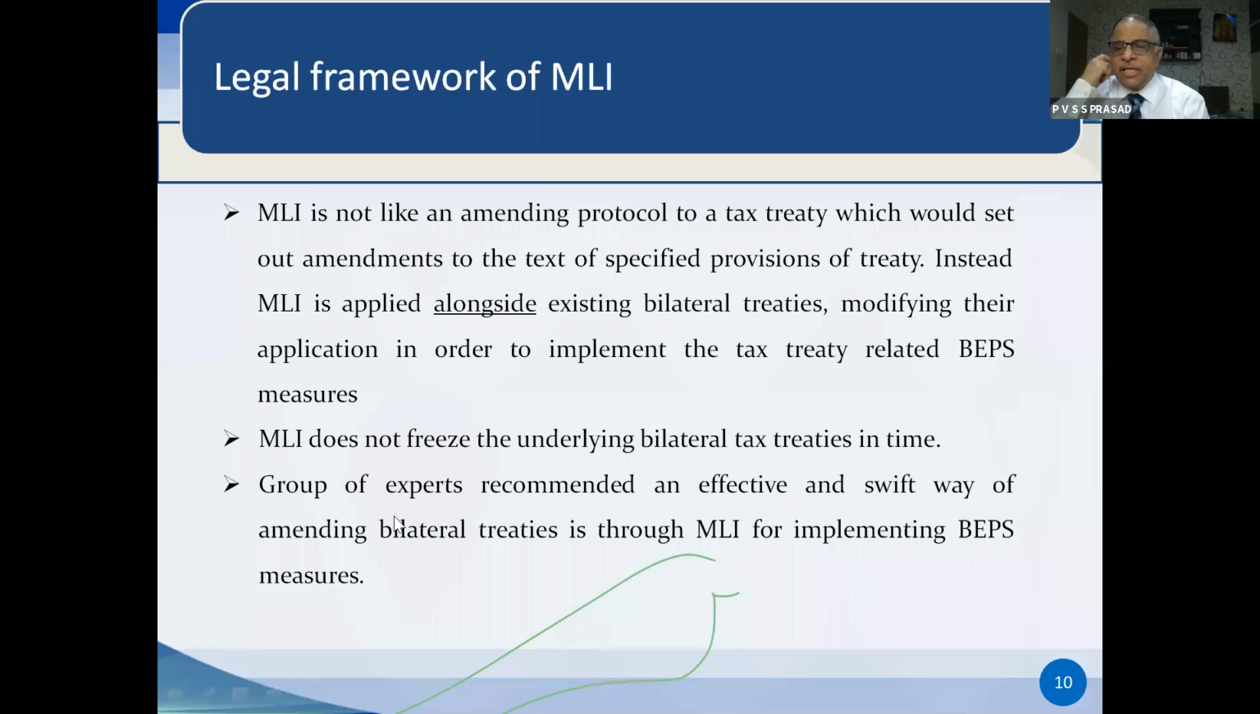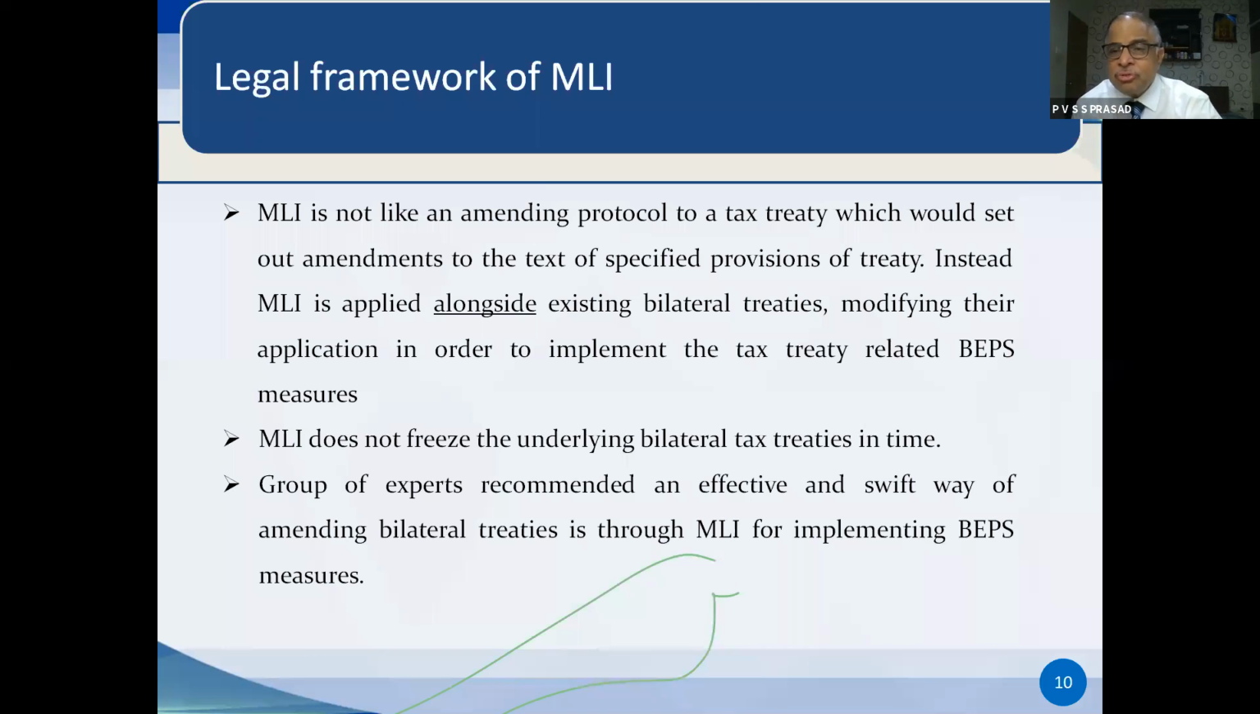And the MLI is not like an amending protocol. As I mentioned to you, in the international treaty context, for tax treaties, you call an amendment a protocol. You don't call it an amendment. You say there is a protocol to the Singapore treaty. There is a protocol to the Cyprus treaty. So protocol means there is an amendment, whereas we call it an amendment in the domestic law context. Okay, so the MLI is not like an amending protocol to a tax treaty, which would set out amendments to the text of specified provisions of the treaty.